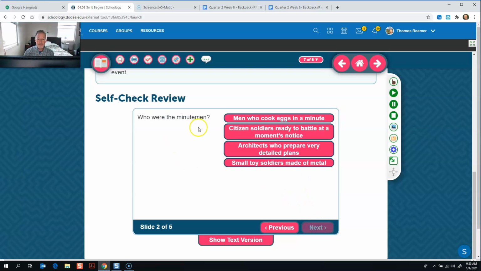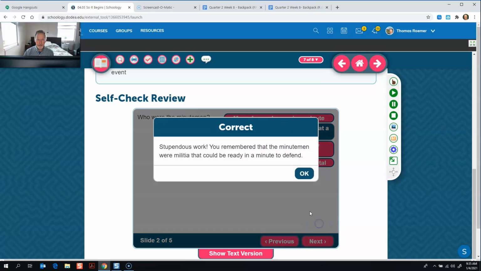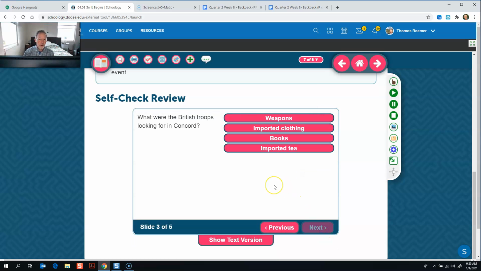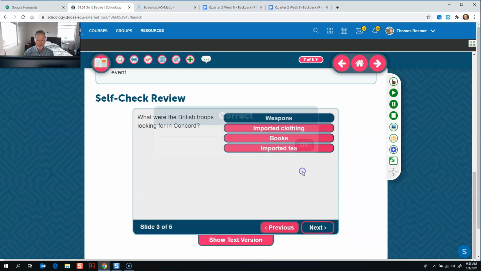Who were the Minutemen? Did they cook eggs? No. They're ready to battle at a moment's notice, maybe. Architects or small toy soldiers? Obviously that one. So they could be ready quickly, in a minute, kind of. What were the British troops looking for in Concord? Weapons, clothing, books, or tea? Obviously they're looking for weapons, so the colonists couldn't fight back.